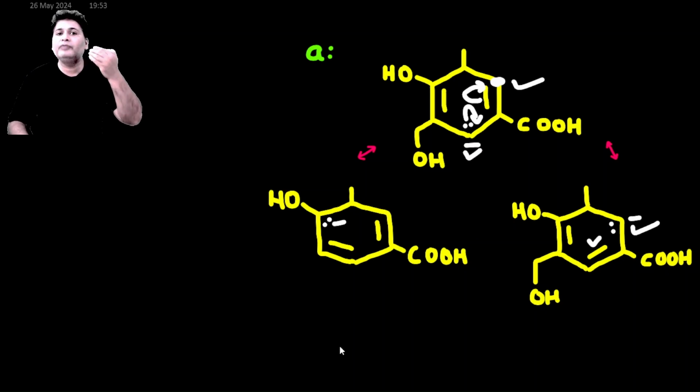The ease with which that proton is going to go away as H plus depends on the stability of the anion being created. And the stability of anion is judged by many factors like resonance, like inductive effect, out of which the resonance is a very important and prominent effect.